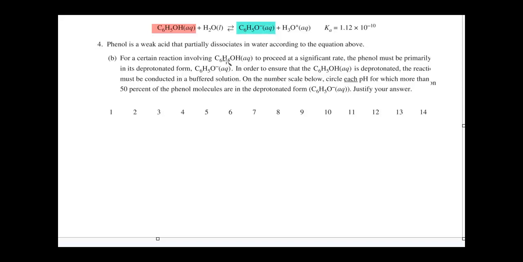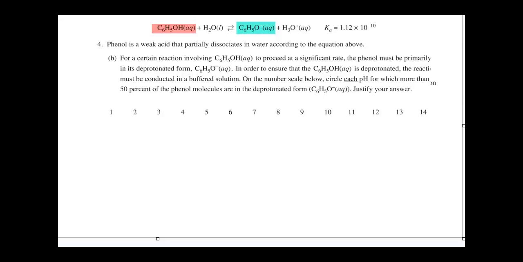For a certain reaction involving phenol to proceed, the phenol must be primarily in its deprotonated form, I mean without the H+. So it's going to have to be primarily in the form of its conjugate base. In order to ensure that the phenol is deprotonated, the reaction must be conducted in a buffered solution. On the scale below, circle each pH for which more than 50% of phenol molecules are deprotonated. Now, that's a pretty complicated question.